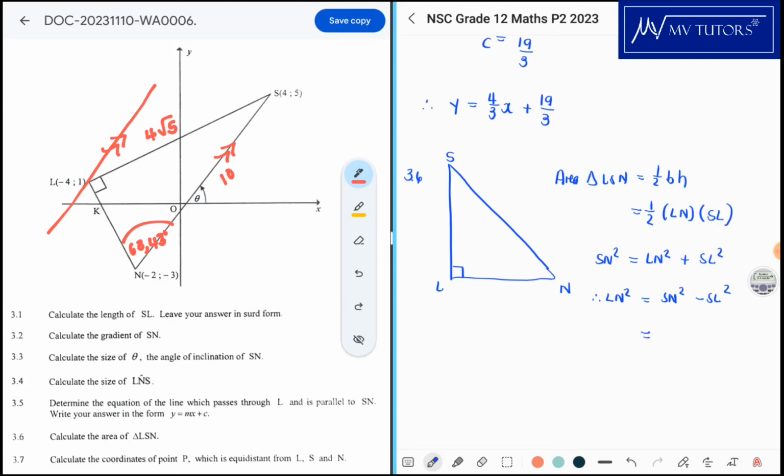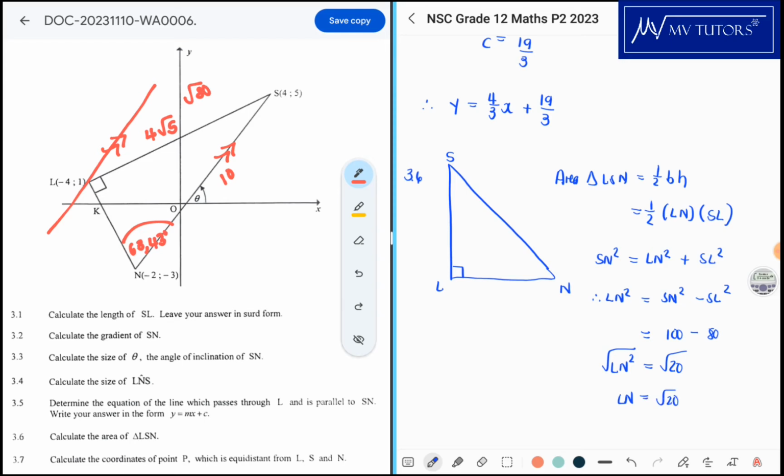SN is 10, right? So 10 squared, that's 100. And then SL is 4 root 5. We just need to square that. Actually, it was root 80, remember, before we simplified it. So if it's root 80 squared, that's just going to be 80. Okay, so 100 minus 80, that is 20. And for LN squared, we're going to just root both sides. So LN is root 20.